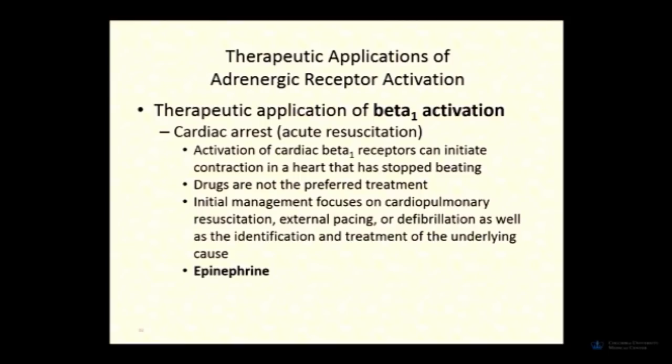Beta 1 activation using epinephrine is really the drug of choice, or at least the first line drug, in treating cardiac arrest in terms of acute resuscitation. So when someone's heart stops and a code is called, you're going to initiate acute resuscitation. And part of the protocol for acute resuscitation is IV administration of epinephrine, which activates cardiac beta receptors, which can help initiate contraction of the heart even after it's stopped.